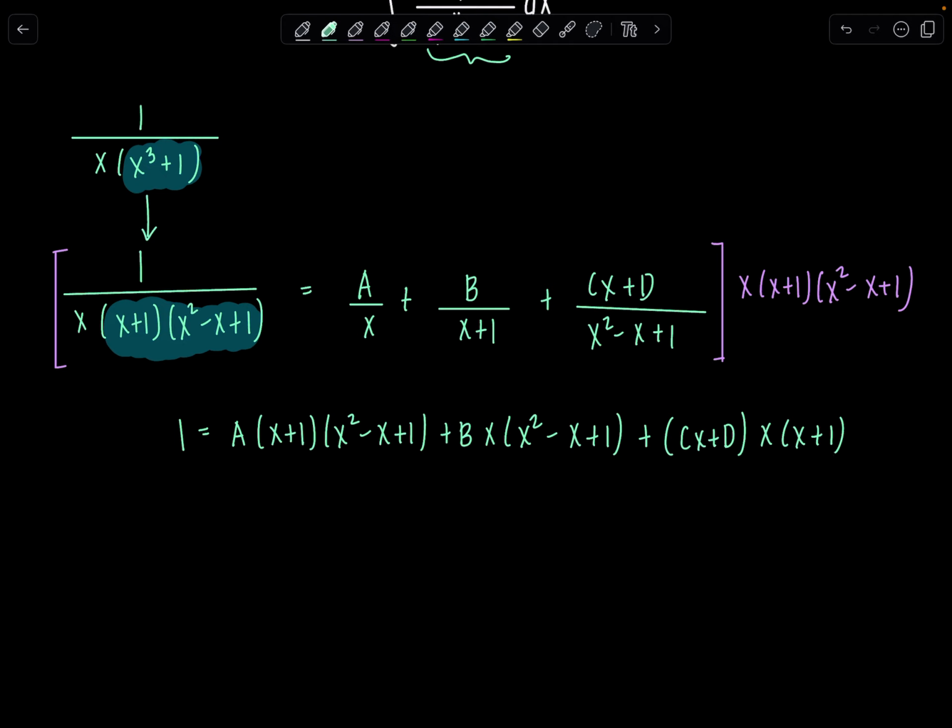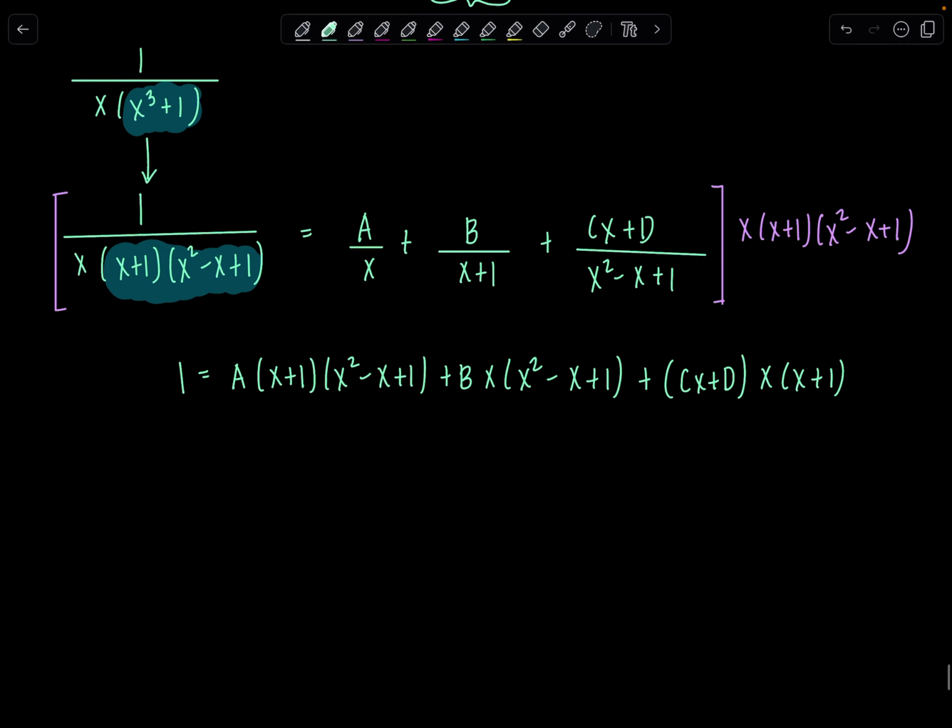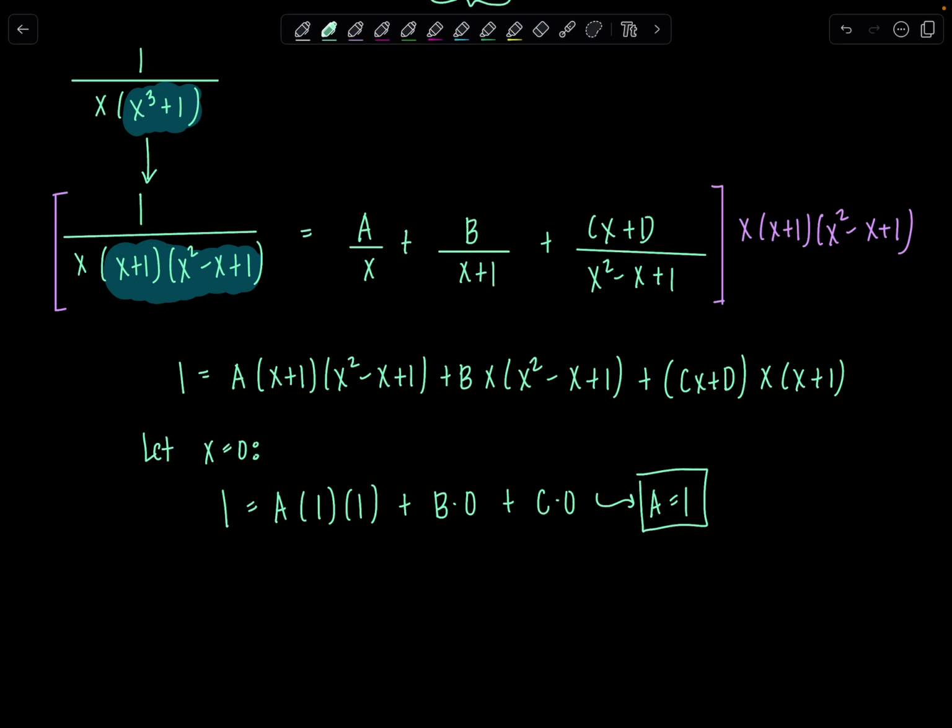Okay, I'm going to use a mix of techniques to solve for A, B, and C. So first I'm going to let x equal 0 so I can get A solved for. So on the left-hand side, I'm going to have 1 equals A times 0 plus 1, that's 1, times 0 minus 0 plus 1, that's 1. Plus, this is now B times 0 plus C times 0. So that tells me, okay, great, A is 1.